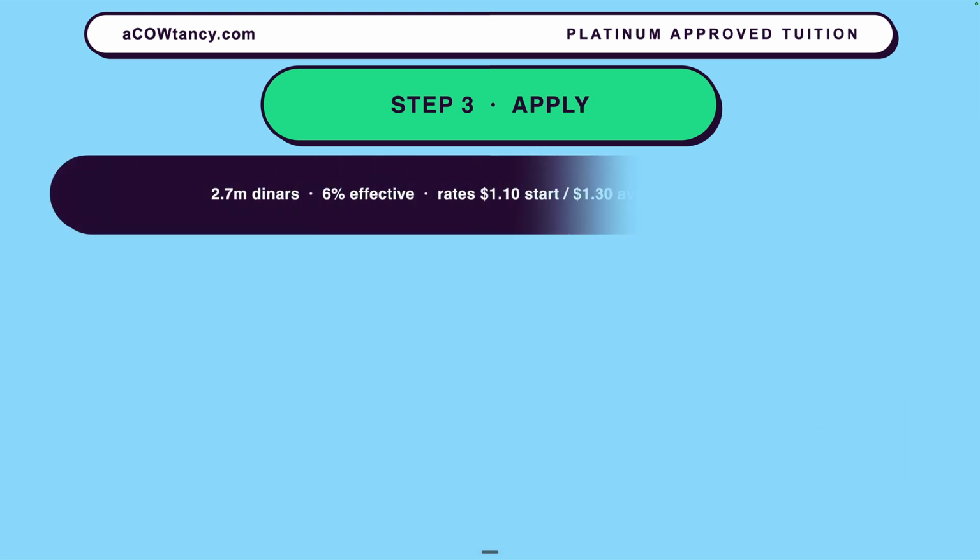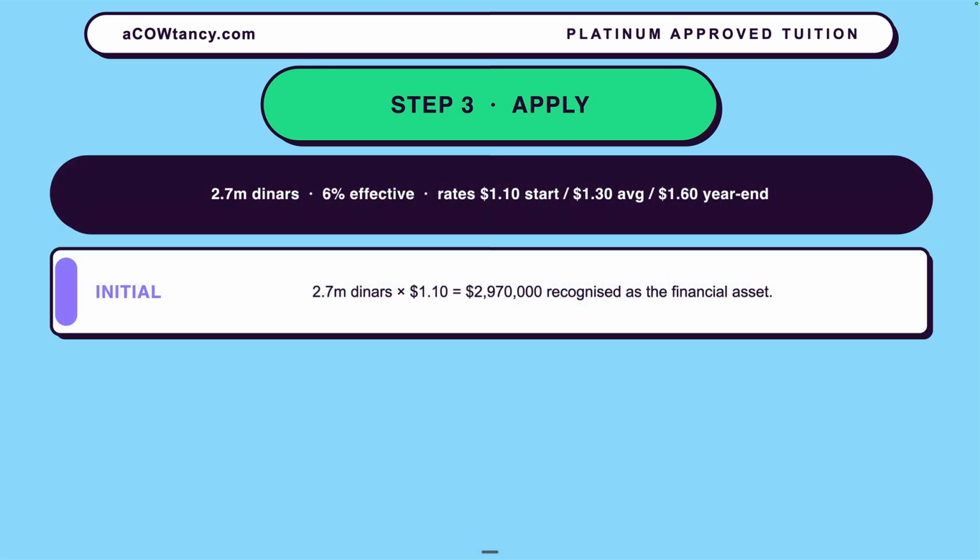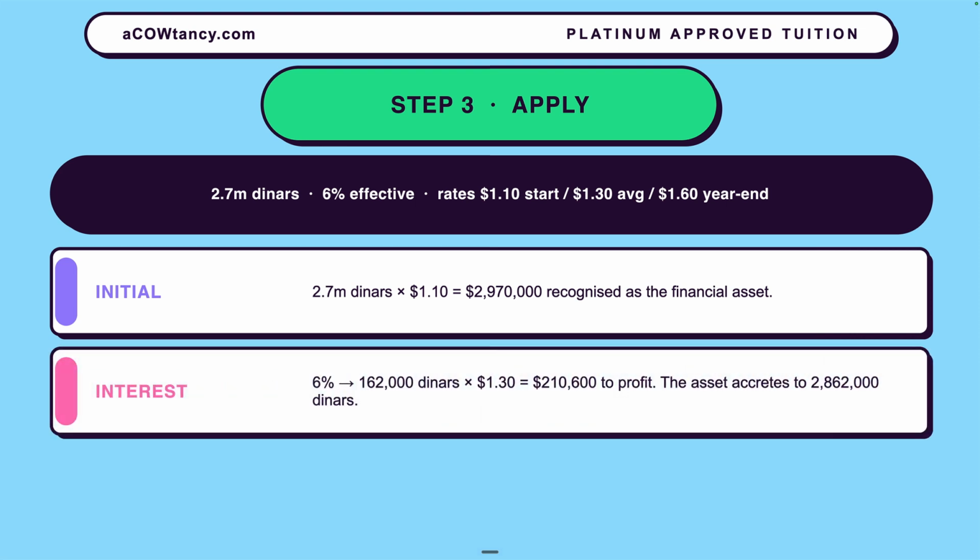So now we do the numbers, we apply it. They're the numbers we need. So you say, right, initially it's 2.7 million dinars. I'm going to use the rate at the start, $1.10. That gets it into dollars, and we'd recognise that as a financial asset. Then you'd have some interest, 6%. So 6% would be 162,000 dinars. We're going to translate that at $1.30 because that's the average rate. That's what goes in the P&L. And so that comes to 2,862,000 dinars.